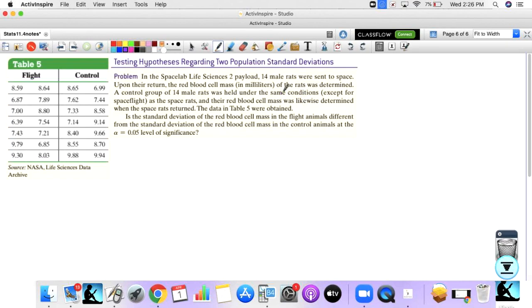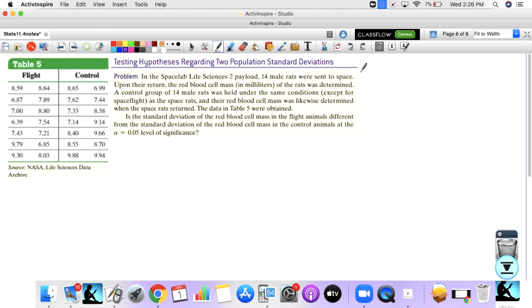So the only thing that was different was that one is in space and one was on Earth, and then trying to determine what's going on there. So this now is different data than last time. It is not the average, it is the standard deviations, okay? So is the standard deviation of red blood cell mass in the flight animals different from the standard deviation of red blood cell mass in the control animals at a 0.05 level of significance?